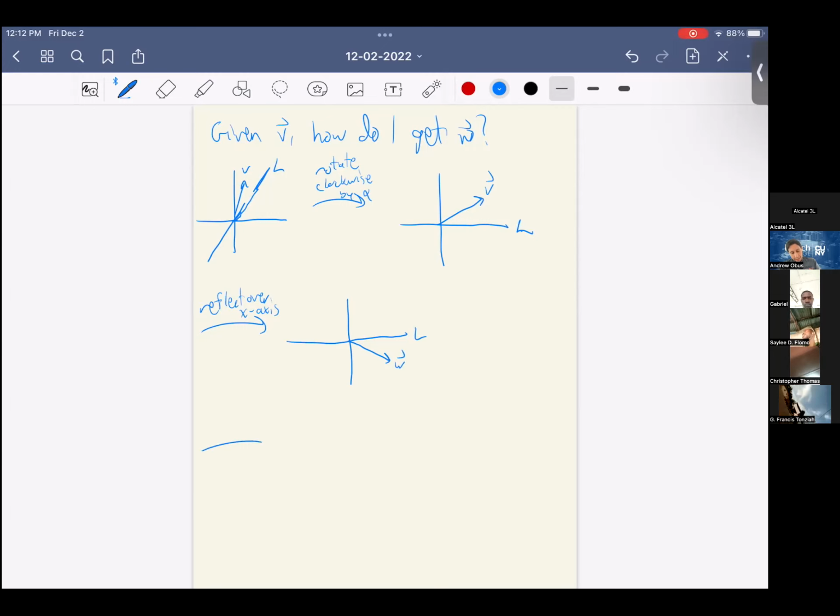And then lastly, I rotate back counterclockwise by alpha. And so that puts my line L back where it originally was, and my vector w comes along for the ride. And in the end, this w, this is what we want.